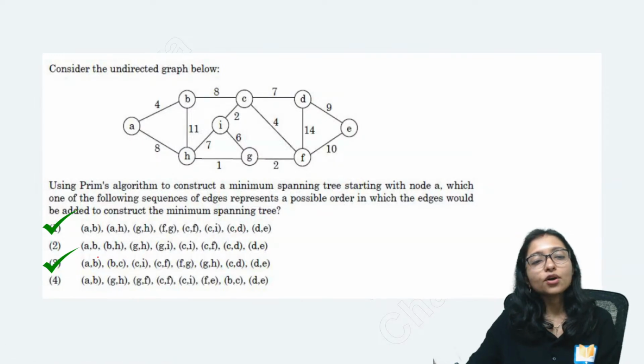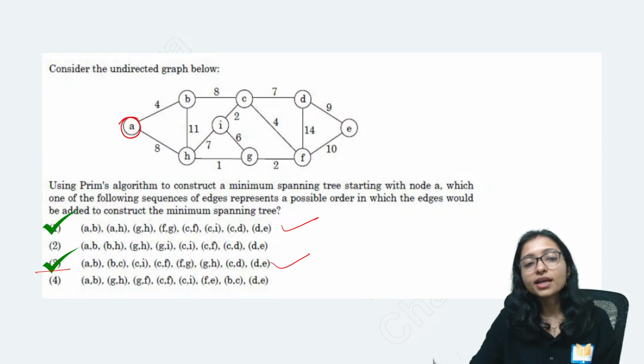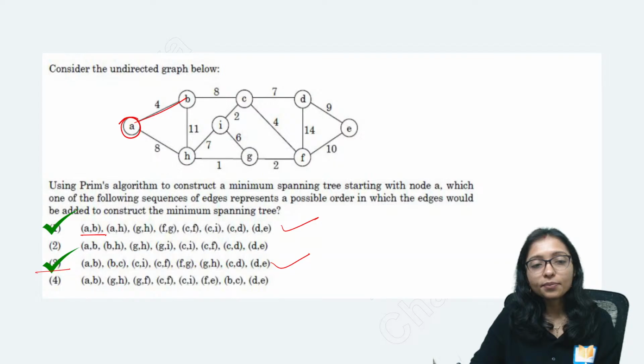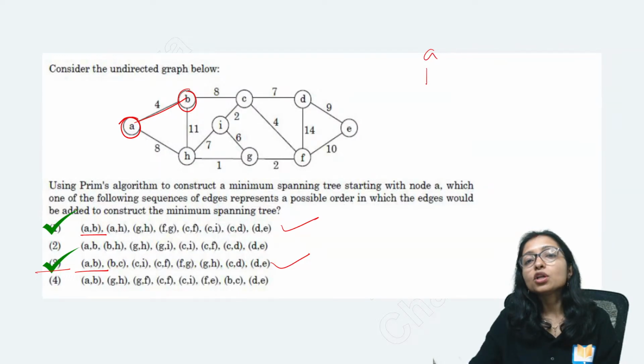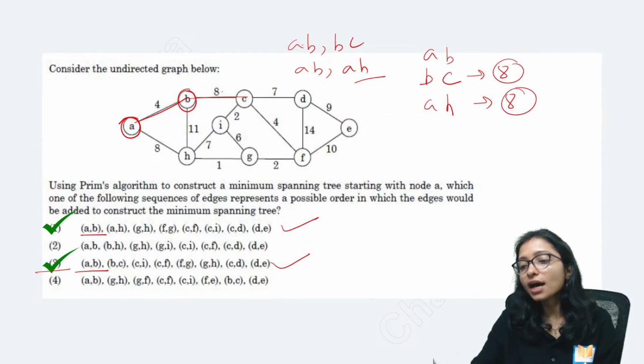But those who are telling only option 3, that is wrong. Both are correct. This is also correct. A and C. Yes, Anand is telling A and C both are correct. Whenever you are starting with A, you are getting AB, that is fine. AB, here also AB. Now A and B are both visited. From AB you are getting BC. So AB visited, BC you can connect, and AH also you can get. BC is 8, AH is also 8. So after AB, you can visit BC, and after AB, you can visit AH also, because both are 8.